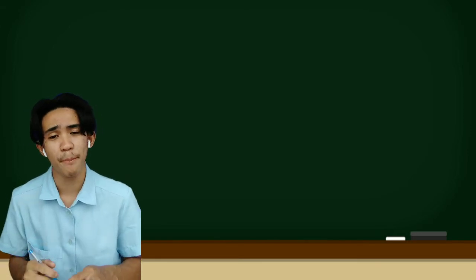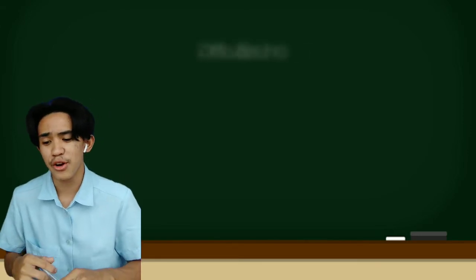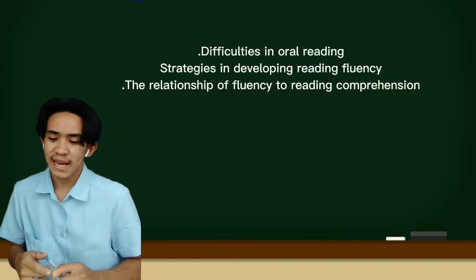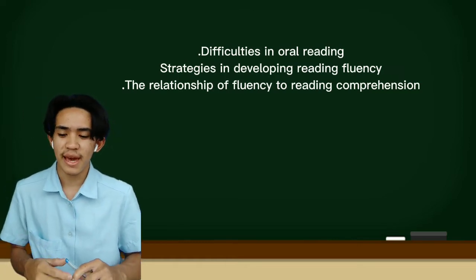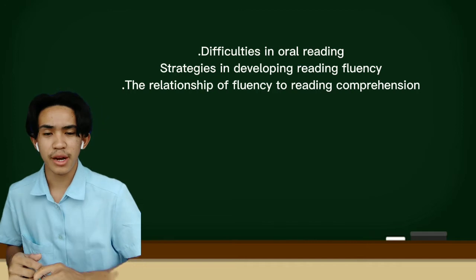Now we have the three components of developing reading fluency, and those are the difficulties in oral reading, the strategies in developing reading fluency, and the relationship of fluency and reading comprehension.